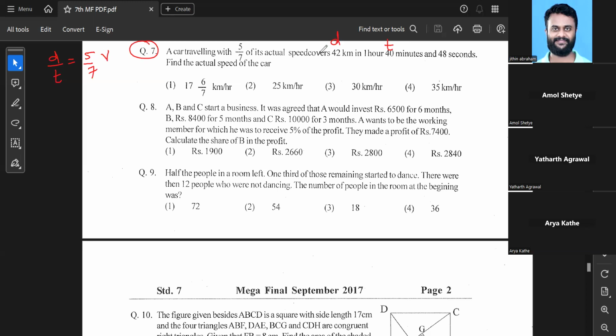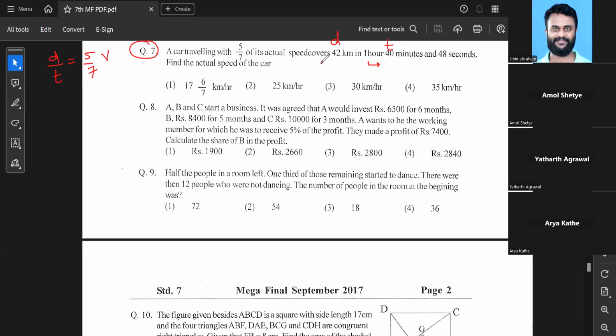The only thing is, since the time is given in hours, minutes, and seconds, either you will have to convert it into decimal points, that is 1 point something, or you'll have to convert everything into seconds, so that the solving will be easier. With the decimals, the solving would be difficult. Hence, you'll have to convert everything into seconds, and then reconvert it into kilometer per hour.